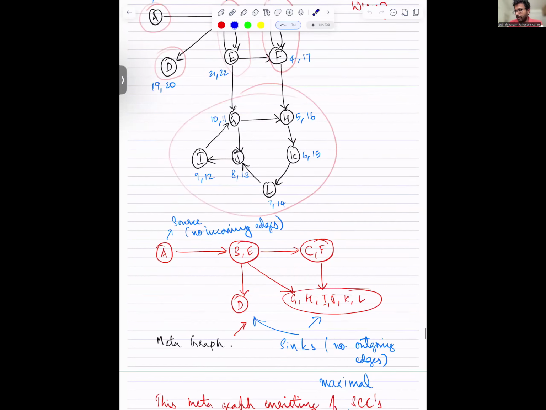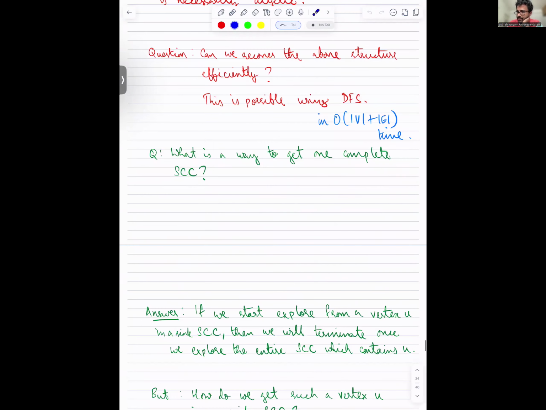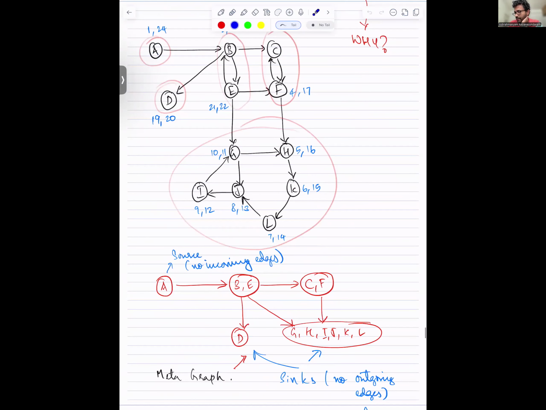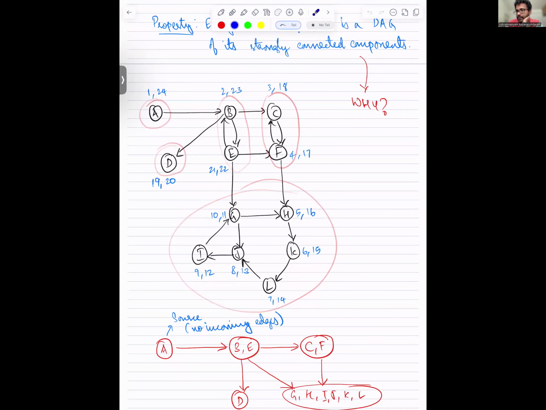The claim is the following: if you do the depth first search in any order in a directed graph G, the vertex that receives the highest post number must be in a source strongly connected component. Let's check this claim. In this graph, there's only one source strongly connected component, which is A, and this receives the highest post number.